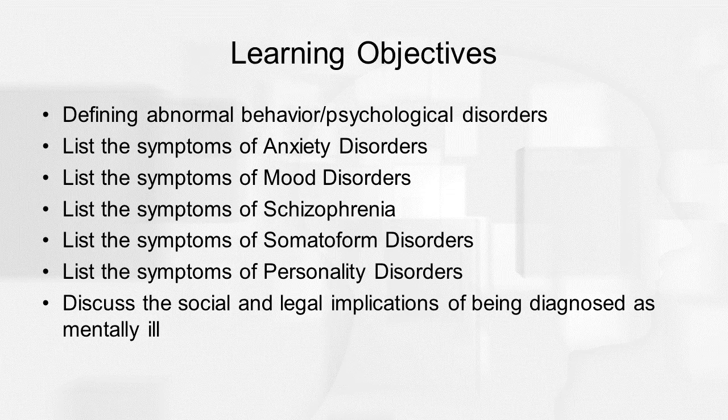You need to be able to list the symptoms of anxiety disorders and understand what anxiety disorders are. You need to be able to list the symptoms of mood disorders and understand various mood disorders. We are going to be talking about the symptoms of schizophrenia. We are going to be talking about somatoform disorders and personality disorders. And then at the very end, we're going to talk a little bit about some of the social and legal implications of what it means to be diagnosed as mentally ill.